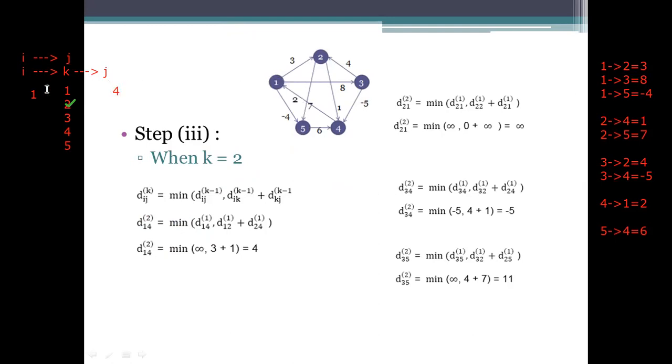So here 1 to 4 means we need to calculate, and what we are considering here is 1 to 2 and 2 to 4. So this is the path we need to specify. Here we need to take 2 as an intermediate node. If there lies an edge between 1 and 4, we need to calculate it. Since there is no edge, we take infinity here, and we need to traverse 1 to 2, 2 to 4.